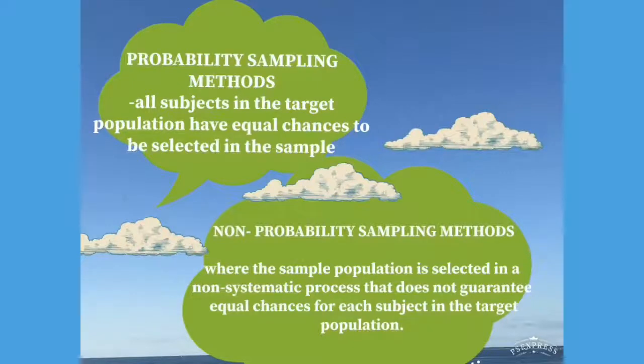We're going to differentiate probability sampling methods and the non-probability sampling methods. In probability sampling methods, all subjects in the target population have equal chances to be selected in the sample, while in non-probability sampling methods, the sample population is selected in a non-systematic process that does not guarantee equal chances for each subject in the target population.